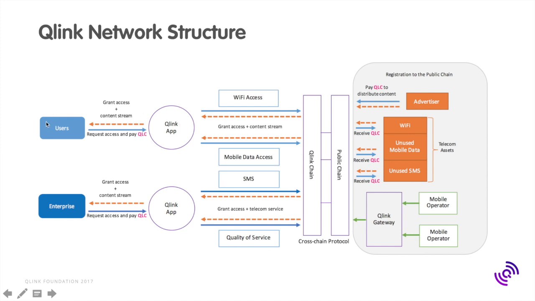And between the user and the Qlink chain is the Qlink application. This will allow you to do things like find the Wi-Fi hotspots, to be able to access content, and so on. And then we can see that the QLC will flow between the different users of the network depending on what they're doing. We have advertisers paying QLC to distribute content. We have users who are requesting access to certain features, paying QLC. We can also even have QLC flow all the way from the advertisers through to the users for rewards for participating and watching content.